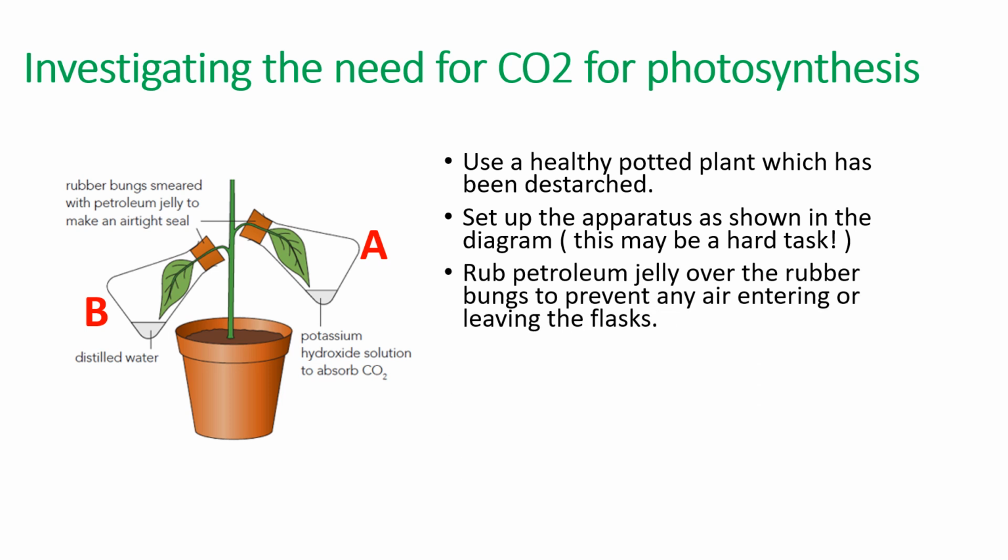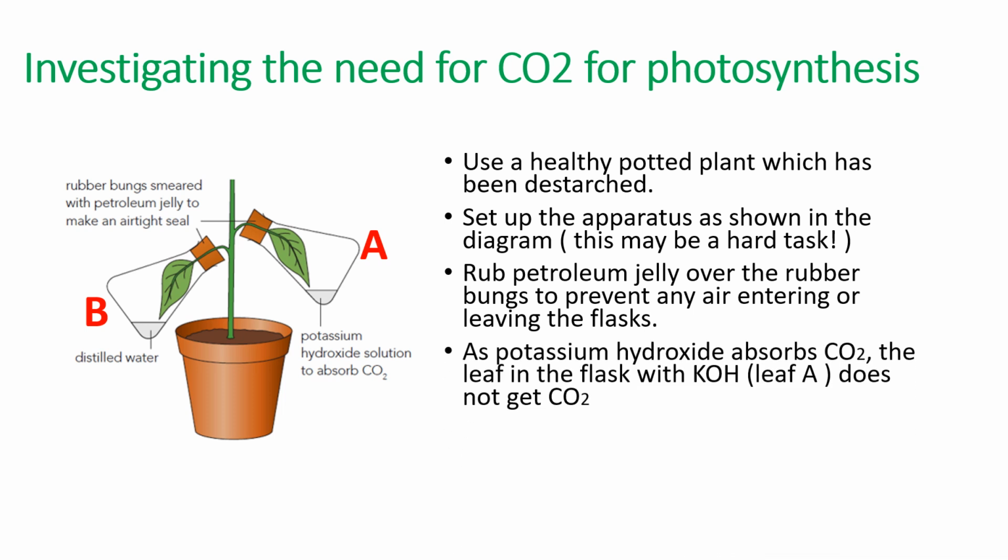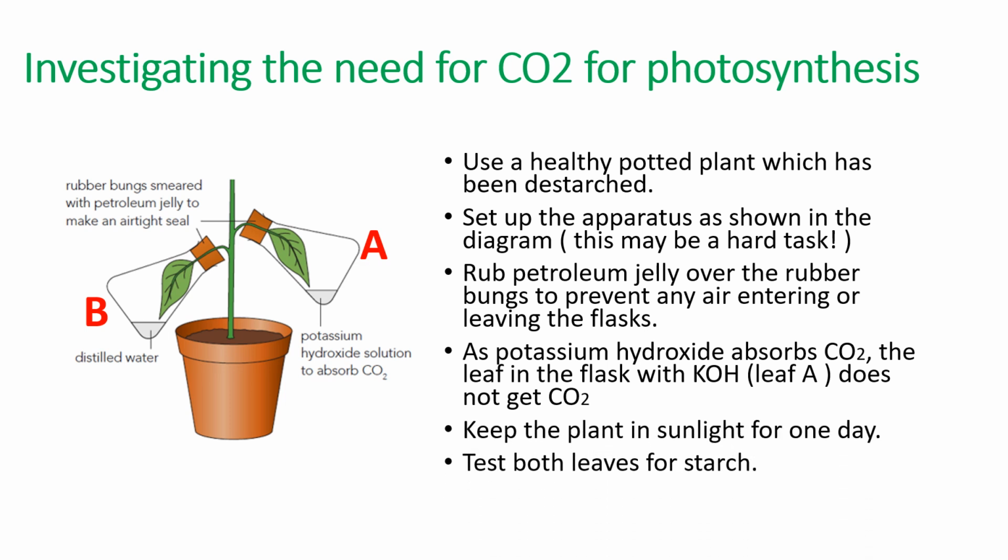Rub petroleum jelly over the rubber bungs to prevent any air entering or leaving the flask. Otherwise, if the flasks are not airtight, our practical would not be successful. As potassium hydroxide absorbs carbon dioxide, the leaf in the flask with potassium hydroxide, which is leaf A, does not get carbon dioxide. Then keep the plant in sunlight for 1 day and test both leaves for starch.